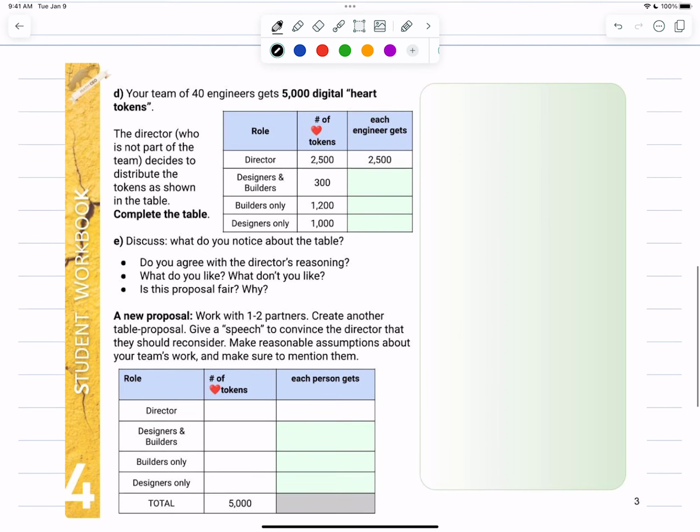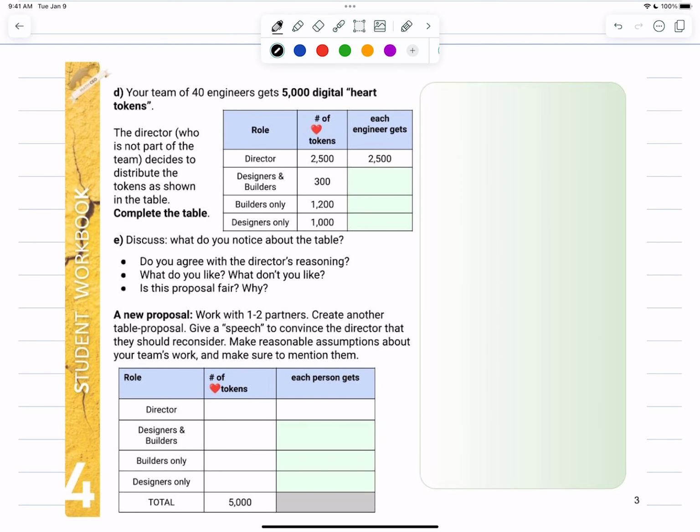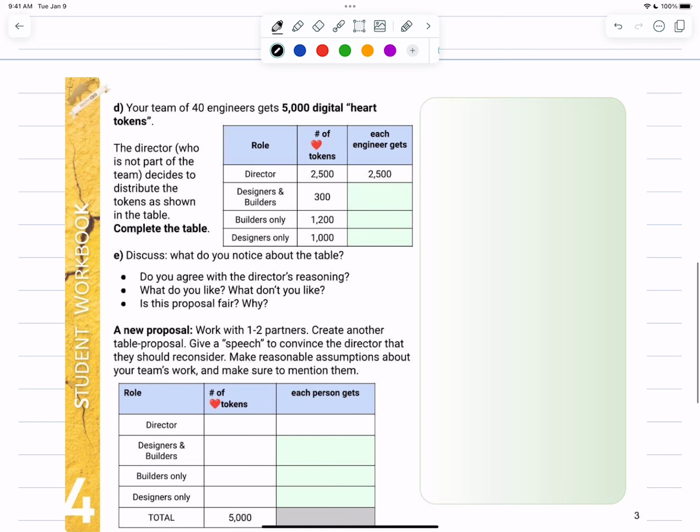On the second sheet, it switches gears a little bit, and now we're talking about these heart tokens, and the director of this program is distributing heart tokens, almost like a salary or money, right? We're asked to complete this table. We have a total number of tokens for each region of the Venn diagram we just filled out, and we want to figure out how many each engineer gets. We know that there are 3 people who are designers and builders. Total number of tokens 300. Some division tells us that each engineer should get 100 tokens. And then you complete the rest of the table.